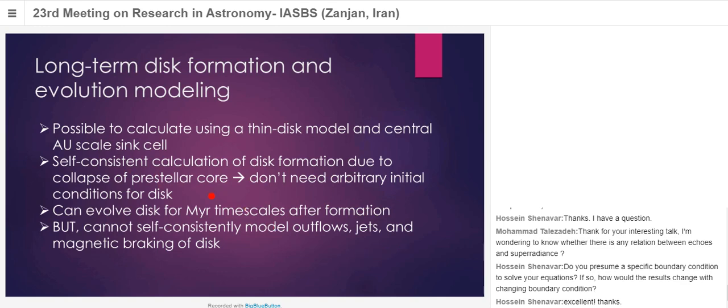Prior to these kinds of calculations, disk evolution calculations assumed some arbitrary initial state. In this case, you can start from the prestellar core itself, whose initial conditions are better constrained by observations, and follow the self-consistent collapse, disk formation, and then the disk evolution. And so we can evolve for million-year timescales using this approach. But because it is a thin disk model, you cannot model dynamical vertical motions like outflows, jets, of the disk.